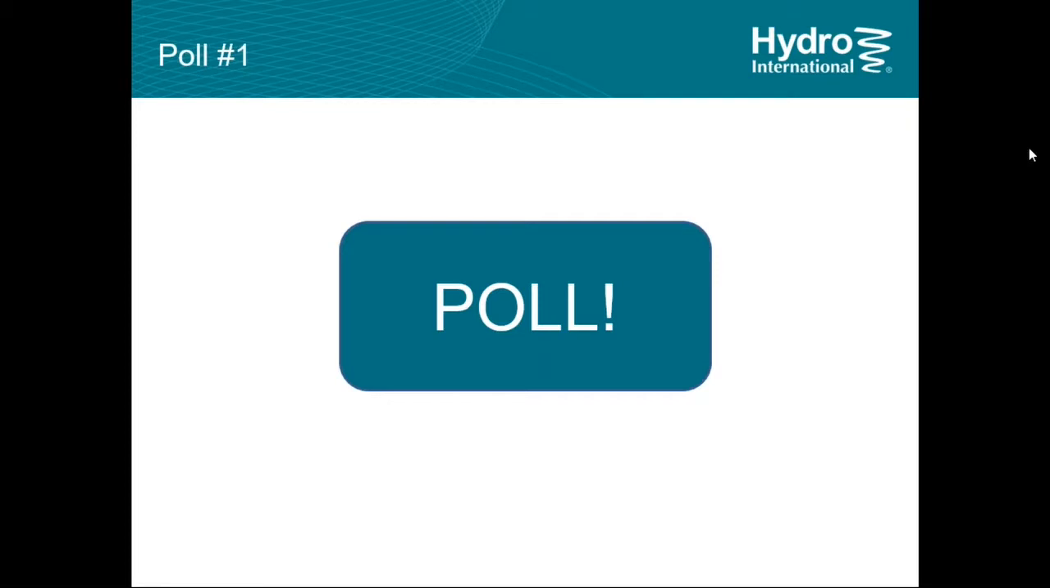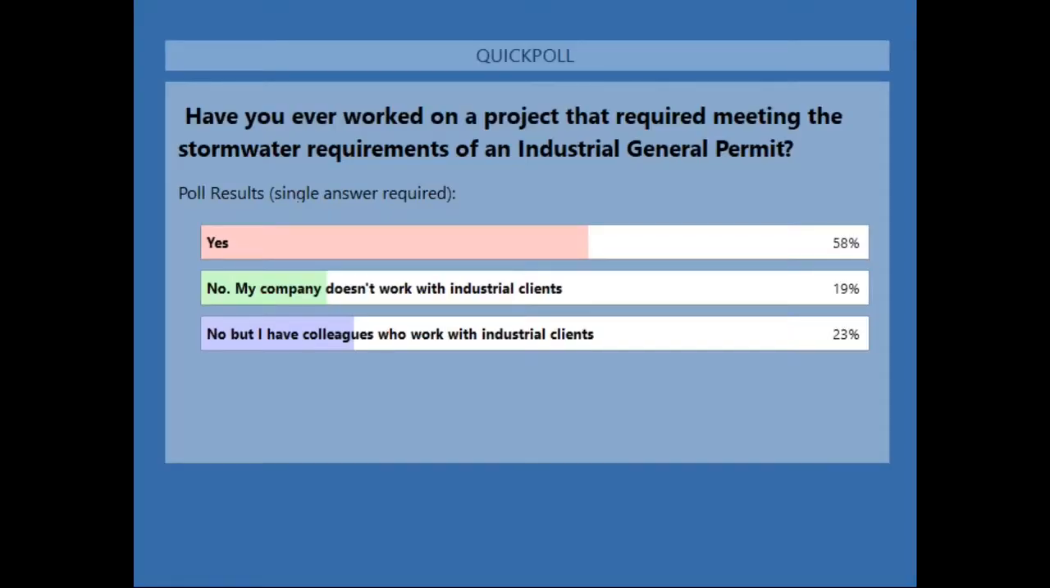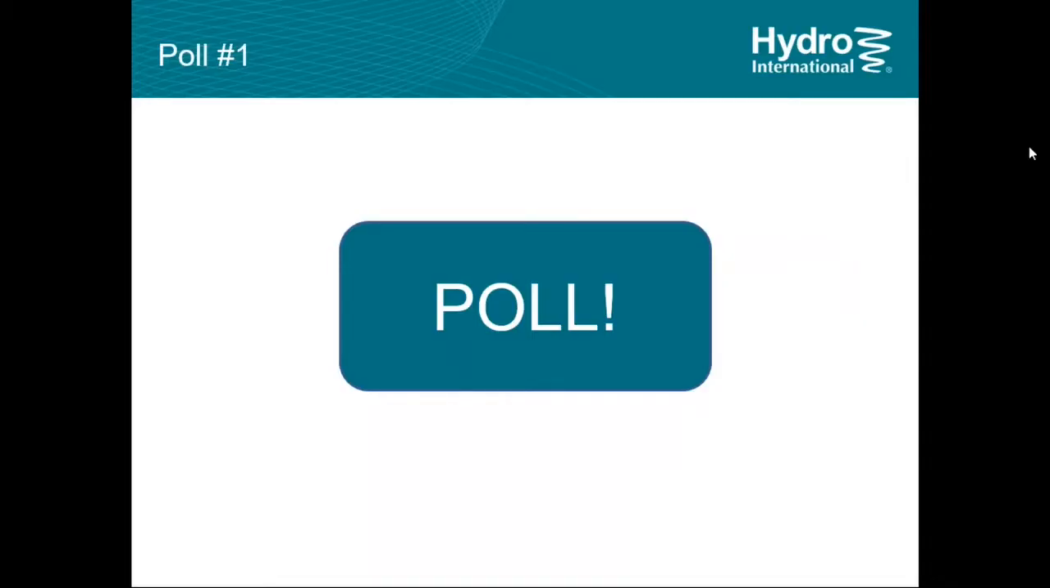Now I'll share the poll with you to show how people responded. 58% said yes, I have. 19% said no, they don't work in the industrial market, and 23% have other colleagues that are in this market. So essentially, over 80% either have in their company or organization do work in the industrial market, and 20% are interested in what's going on and potentially might be working in the industrial market. So I'm going to hide that poll and move on.